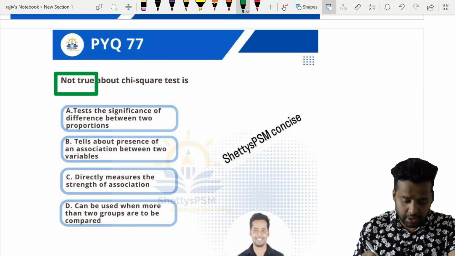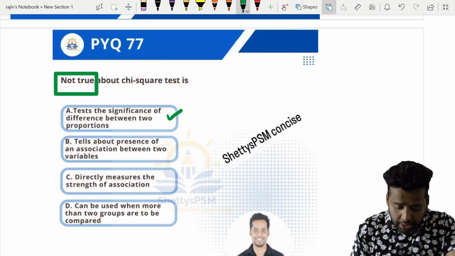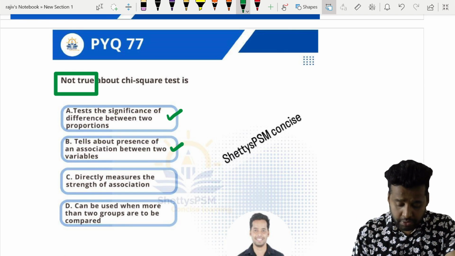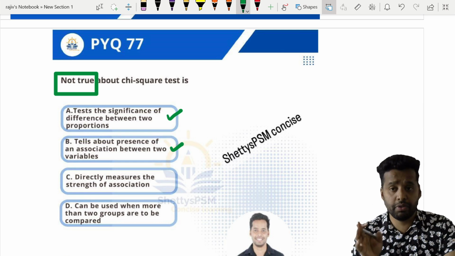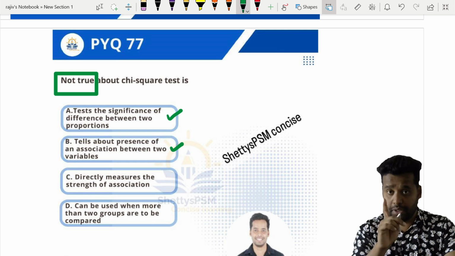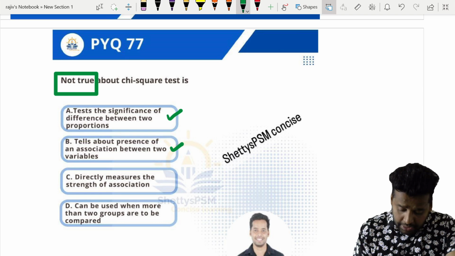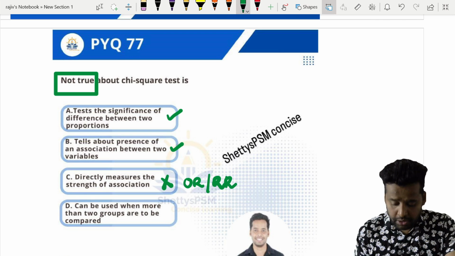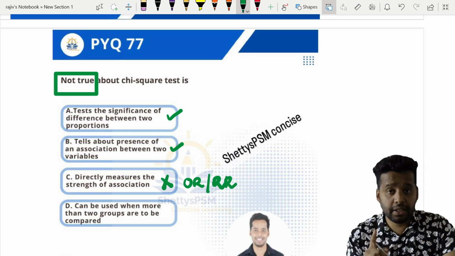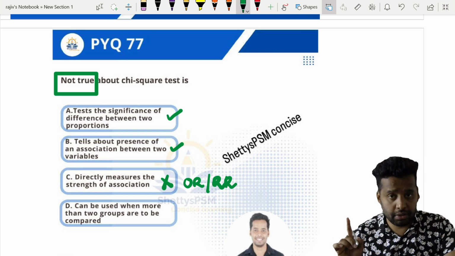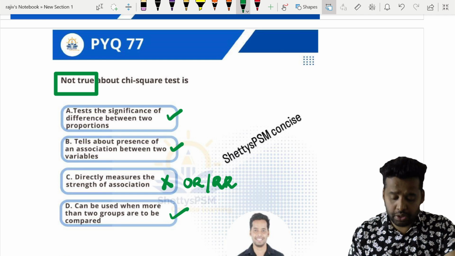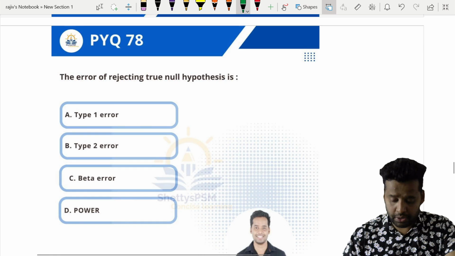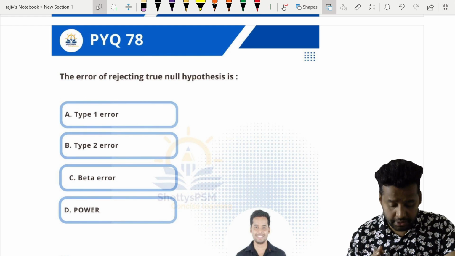Not true about the chi-square test. Chi-square test can be used to compare difference between proportions, two or more than two proportions, correct. Test of association, correct, between exposure and outcome. If I want to check the significance of association, very important, chi-square can be used. Directly measure the strength of association? Now, strength is given by odds ratio or risk ratio. Chi-square can indicate significance of association, not strength of association. Can be used when more than two groups are compared. That is correct. Proportions, two or more than two groups, chi-square test. Association, most commonly used, chi-square test.